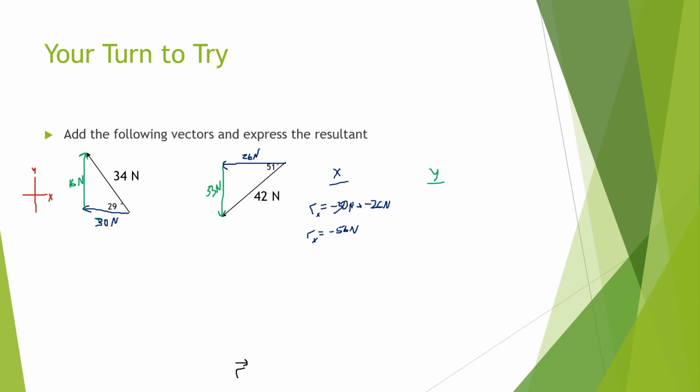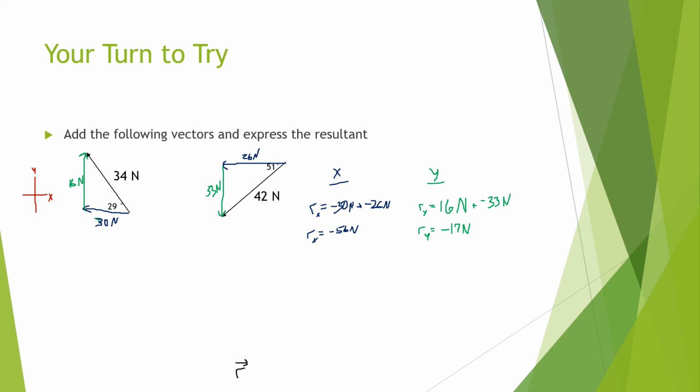And then looking at the y components, I have the one going up and one going down. So the one going up is positive. I like to start with positive numbers. So we'll list it first. So I have 16 newtons plus the other one going down would be negative. So negative 33 newtons. So I have 16 newtons plus negative 33 newtons, which gives me negative 17 newtons.